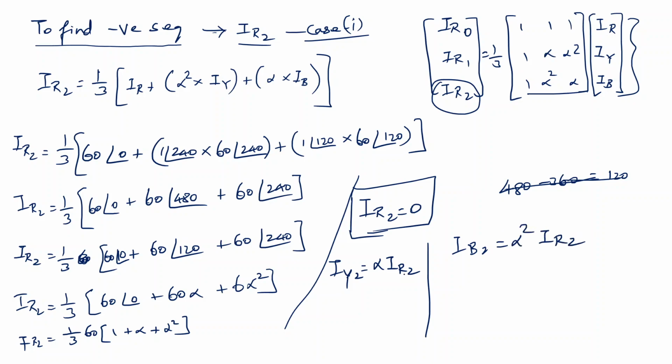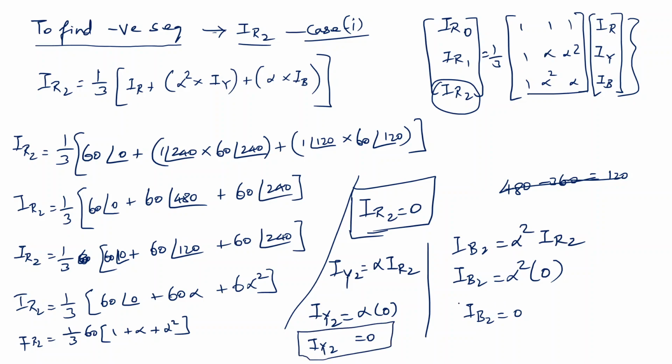So we know IR2 value is 0. So obviously IY2 is alpha into 0, equal to 0. So IY2 is also 0, and IB2 is equal to alpha square into 0, so IB2 is also 0. So in negative sequence also all three phases have 0 value. We concluded. Correct or not? So what next for case 1?